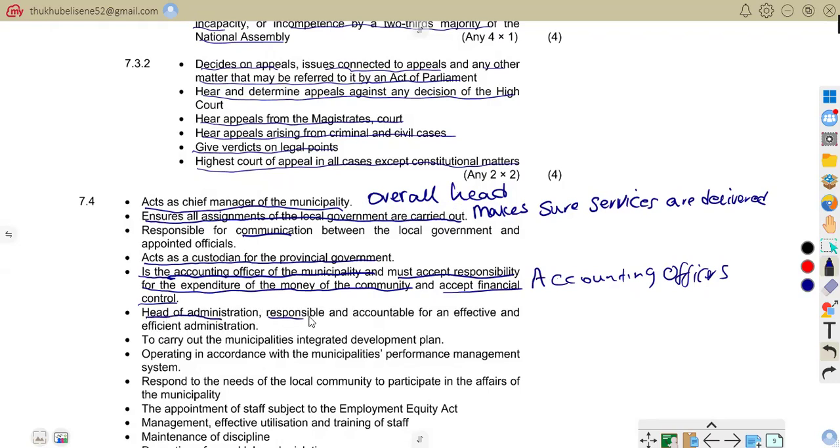The head of administration is responsible and accountable for an effective, efficient administration. So you're talking about the head of administration. They run daily operations, for example, supervising municipal staff performance. Also, they carry out the municipality's integrated development plan. They carry out the integrated development plan by making sure of the long-term community plan, for example, implementing a 5-year plan for better roads and clinics. So that is that.